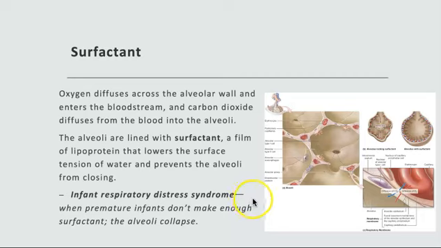Unfortunately, there's a condition called infant respiratory distress syndrome, in which premature infants don't make enough surfactant and the alveoli can collapse. So the solution to this is to just give them artificial surfactant until their body starts to produce it on their own.